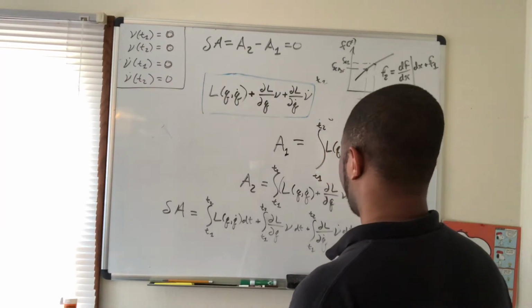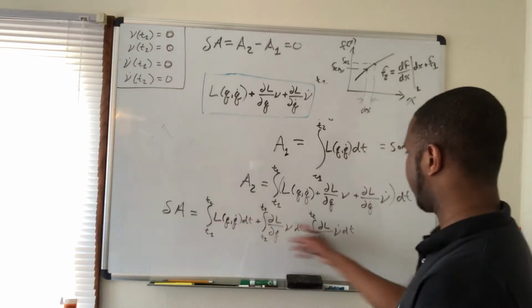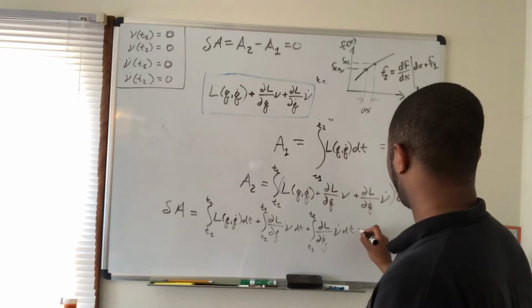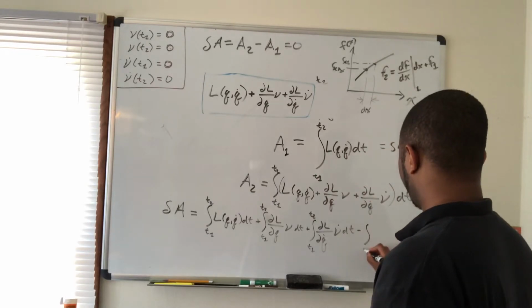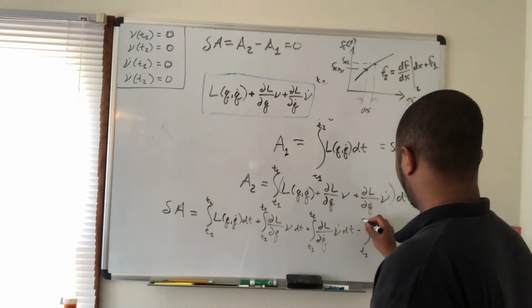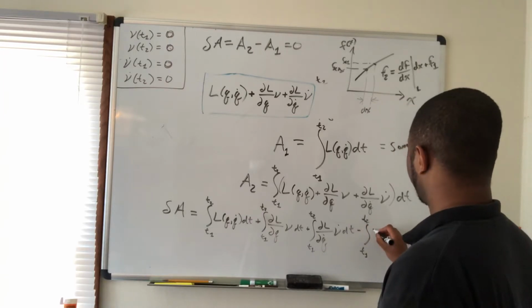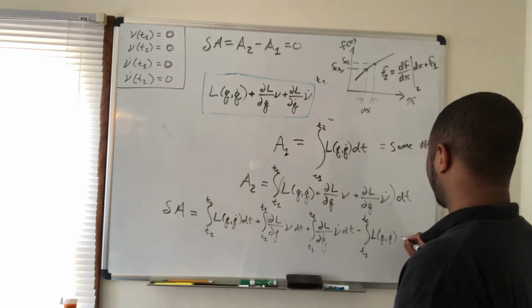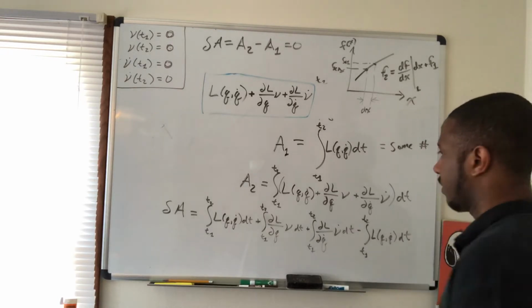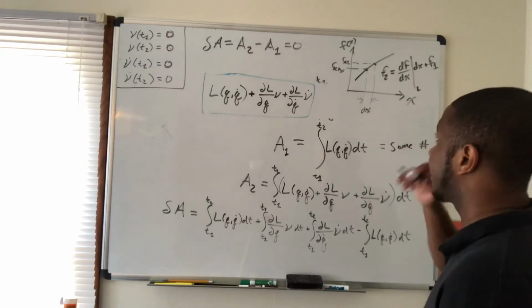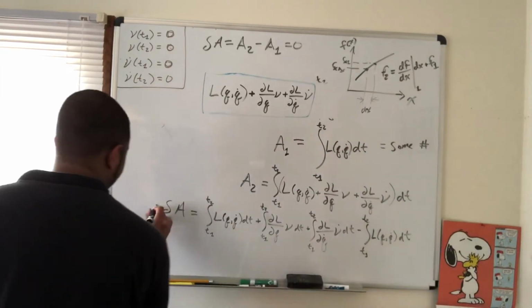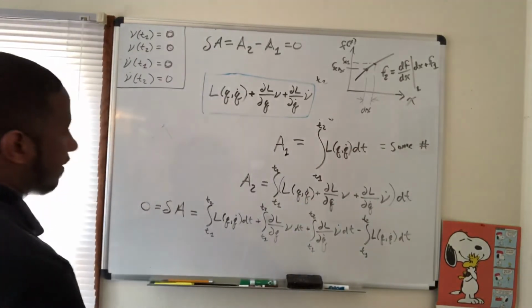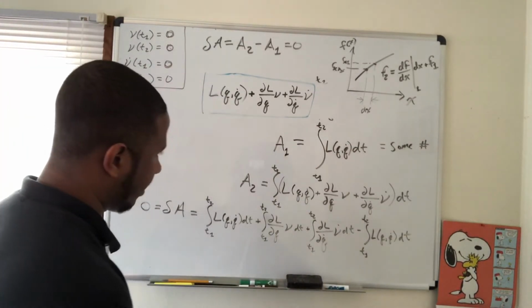So this now is A2, right? A2, and now I'm subtracting A1. So this is A1, subtract A1. Okay, now we're saying that this is equal to 0, if this is truly the stationary function. Okay, so what can we do here?